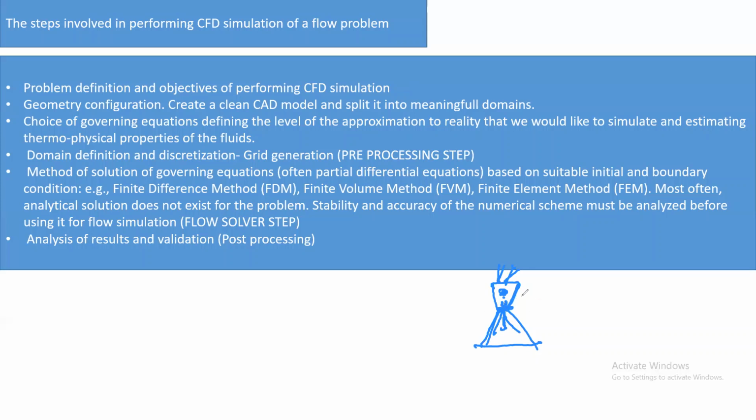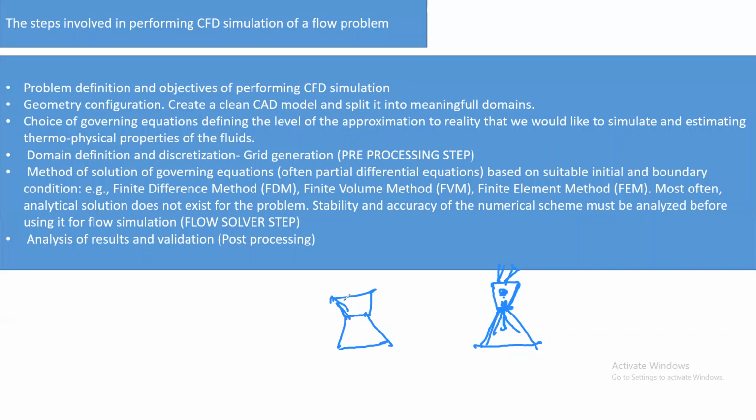So in order to do that simulation, you have to first create your carburetor, then you have to create your combustion chamber, right? When you are creating a carburetor, what I told you here is that you have to create a clean CAD model, meaning the CAD geometry should not have any error. And you have to split it into meaningful domains.